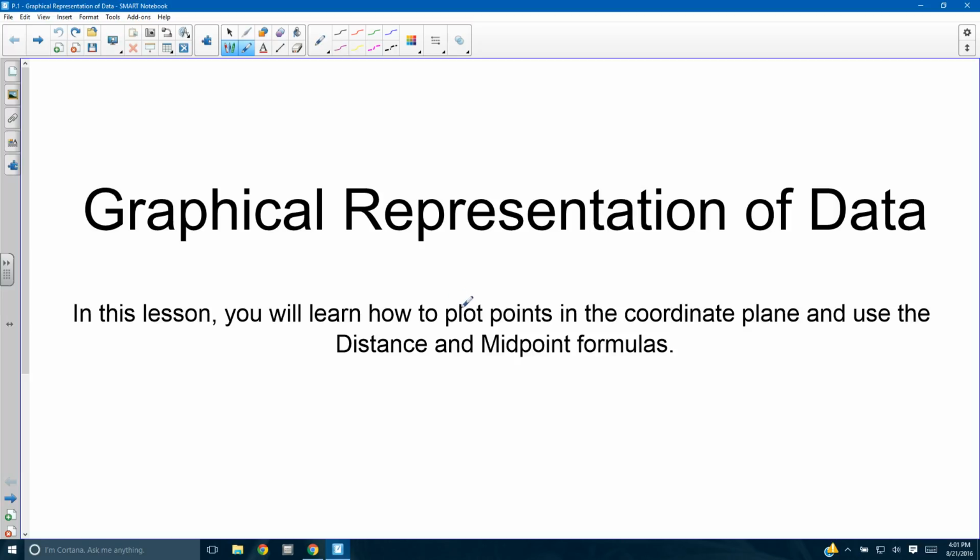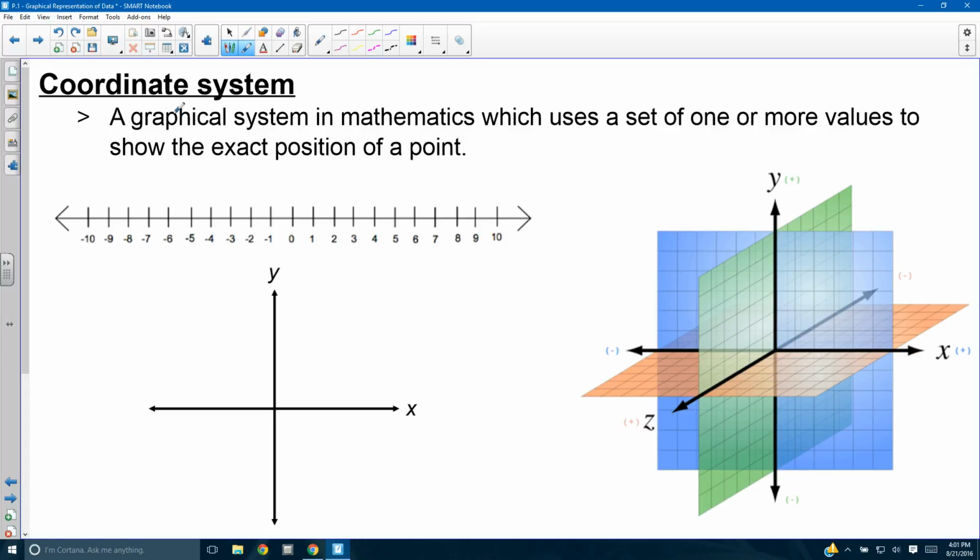In this lesson, you will learn how to plot points in the coordinate plane and use the distance and midpoint formulas. Okay, we're going to cover a wide range of topics, pretty briefly, I might add.